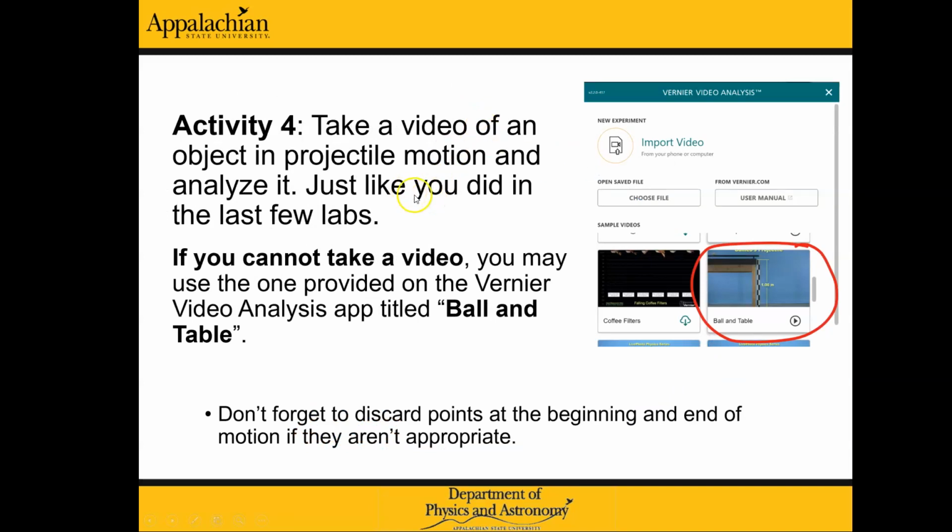In activity 4, you're going to take a video of an object in projectile motion, just like you did in the last few labs. If you can't take this video, the Vernier Video Analysis has a video you can use. It is called the Ball and Table. When you first open up Vernier Video Analysis, you can scroll through the sample videos and look for the one that says Ball and Table. It has a clearly marked scale, and of course the ball is rolling off, and you shouldn't start taking data until the ball has left the table.